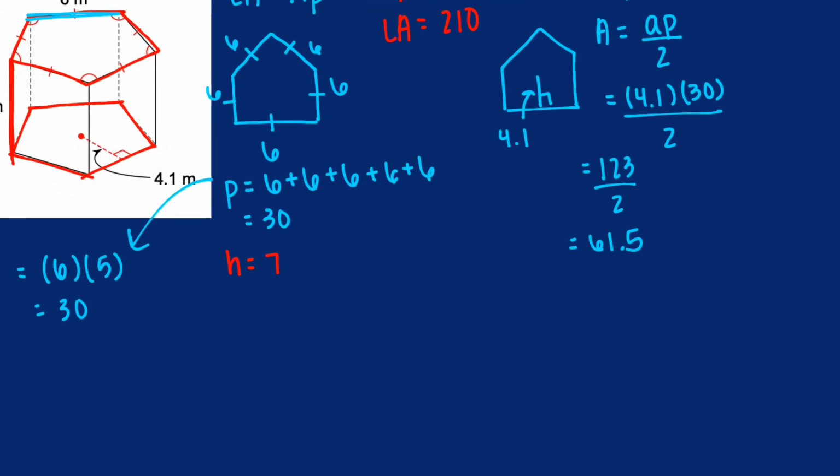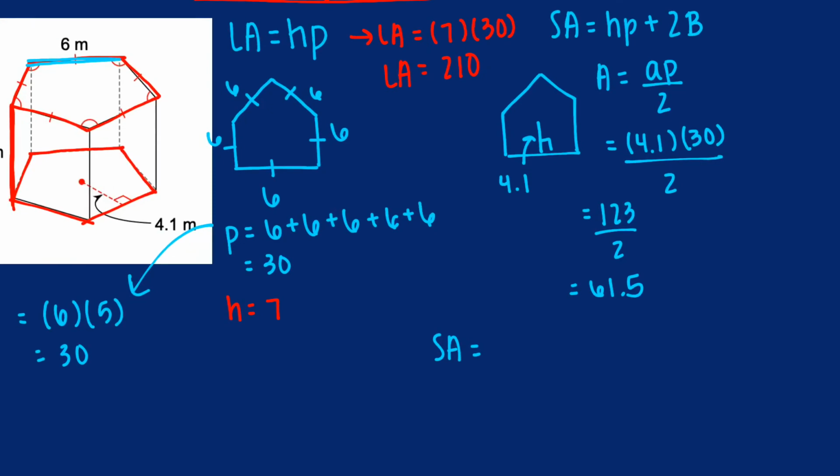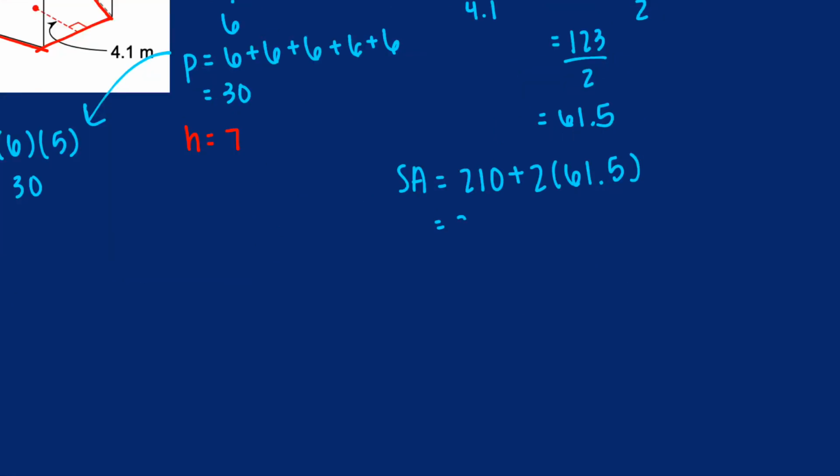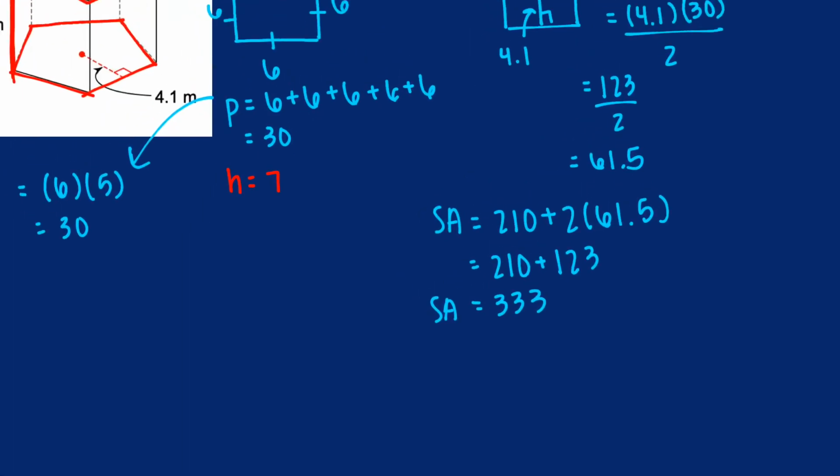Now I'm going to go in for that total surface area. I take my lateral, which was 210, plus 2 times the area of the base, which is 61.5. When I plug this in, I get 210 plus 2 times 61.5 gives me 123. And your last step is to add them both together to find that your total surface area is 333.